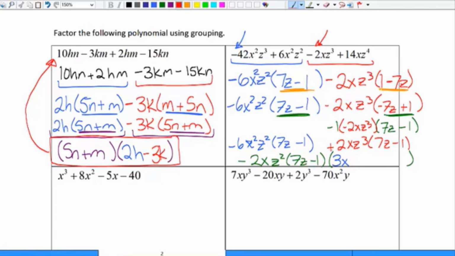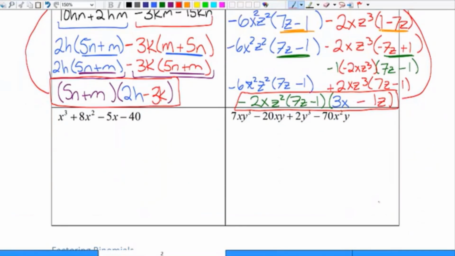On my next term, positive 2 divided by negative 2, that's negative 1. X divided by x is 1. I don't need to write it. Z cubed divided by z squared, that's z. At this point, I could go back and erase my 1 if I really wanted to. And 7z minus 1 divided by 7z minus 1, that's just 1. Again, I don't need to write it, I already have terms there. So this is my factorization. That was a good problem.